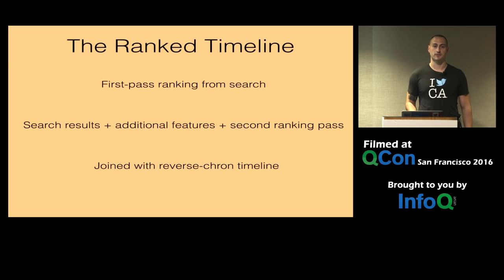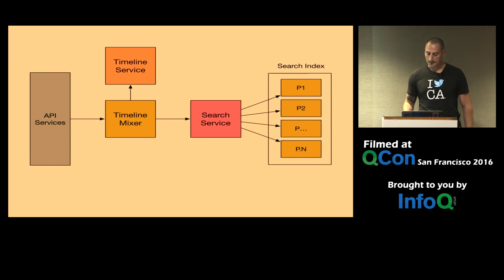So there are several steps involved here, and I'll outline it in a diagram. The initial request from the user for the ranked timeline comes into the API. The timeline mixer scatters requests among many services, but the ones related here are the timeline service and a search service. The search service itself does its own scatter gather against the highly partitioned search index.